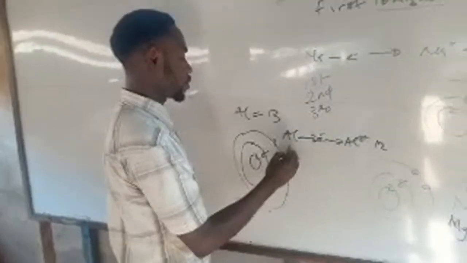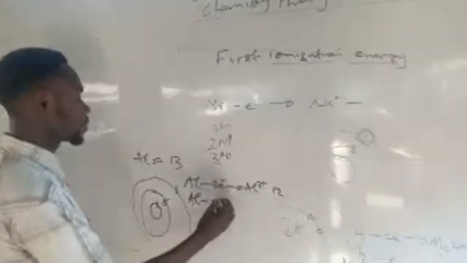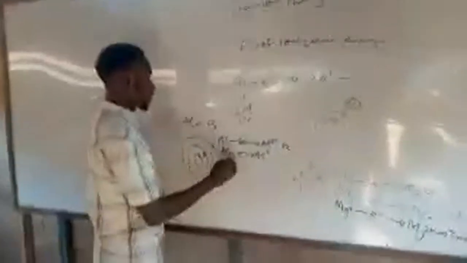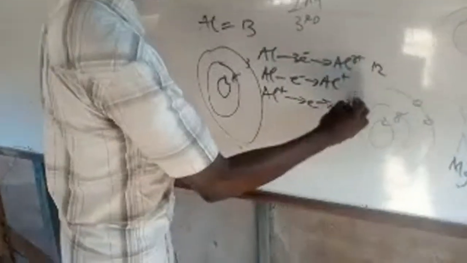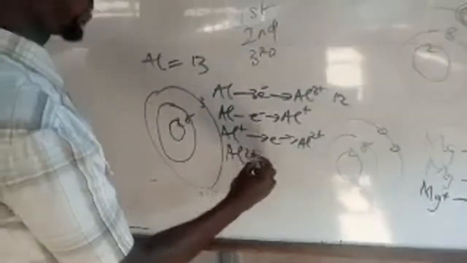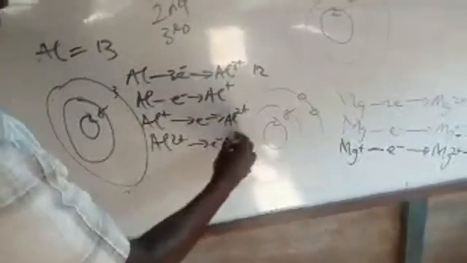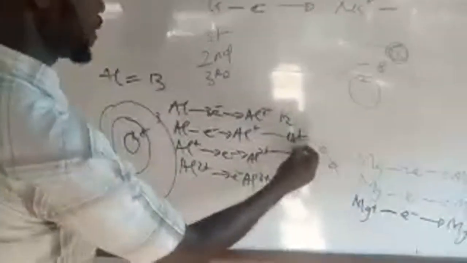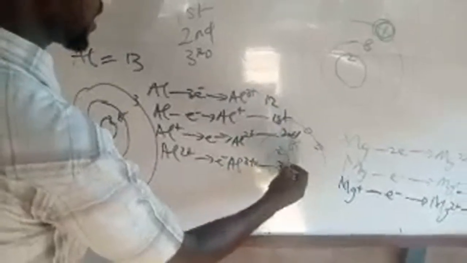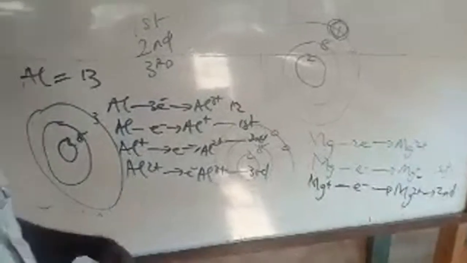First, aluminium will remove the most loosely bound electron to become Al+. It can never be stable. It will keep losing again to become Al2+. Then we have Al2+ lose another one to become Al3+. So here is first, second, third ionization energy. That's it for that question.